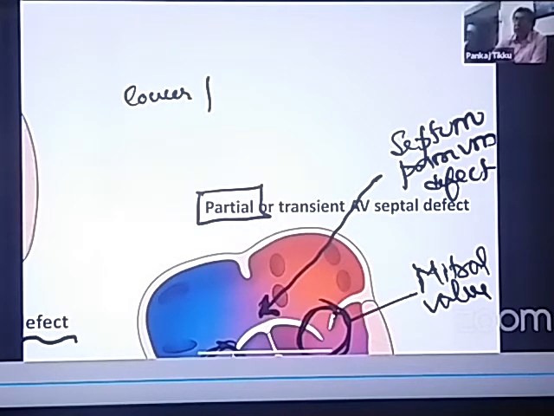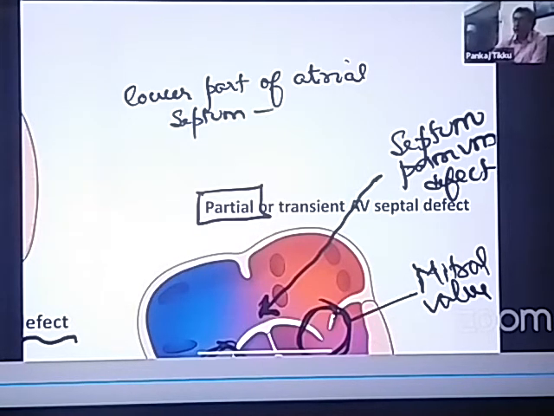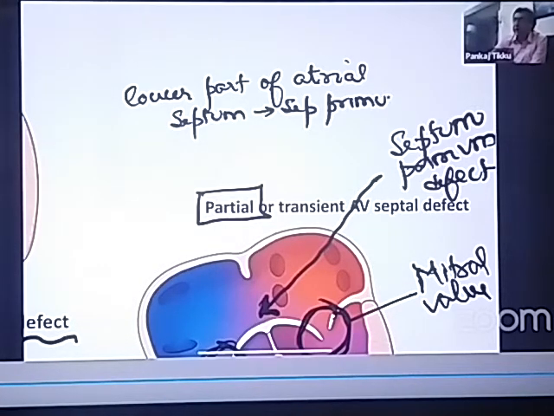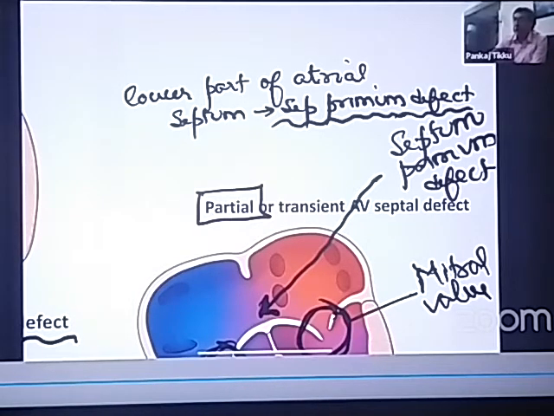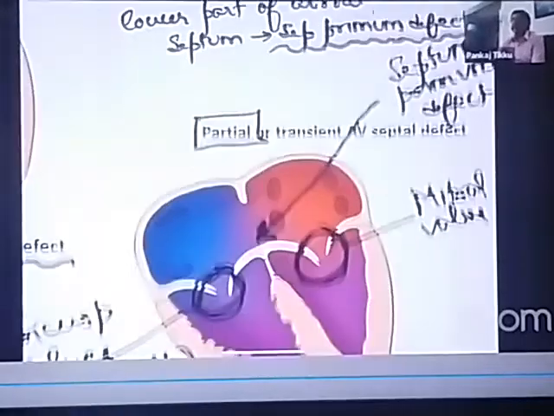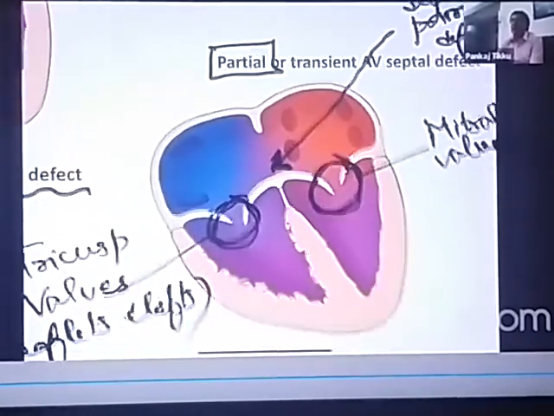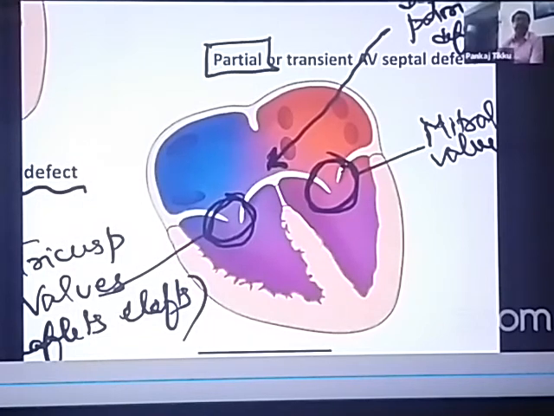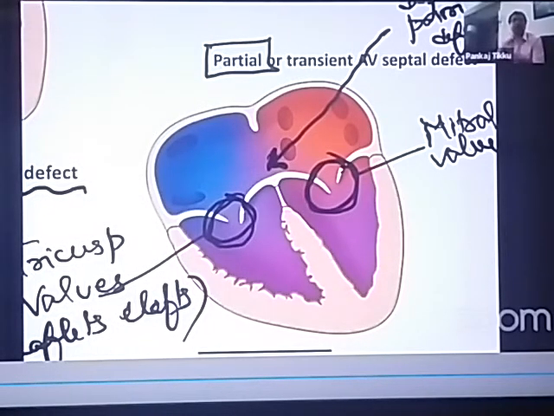The lower part of the atrial septum is known as the septum primum. So even the lower part of the atrial septum is not properly developed. So there is a septum primum defect. A septum primum defect is a part of partial or transitional atrioventricular septal defect. I hope you have understood.